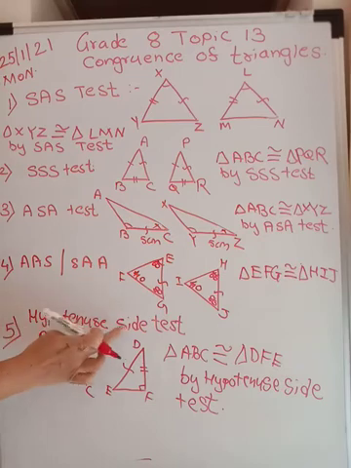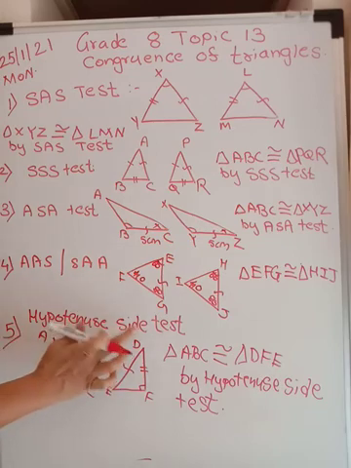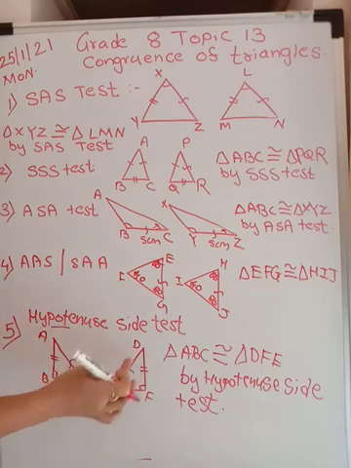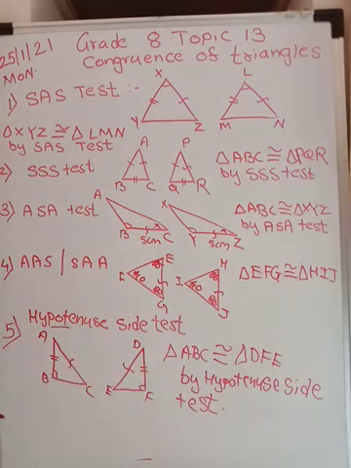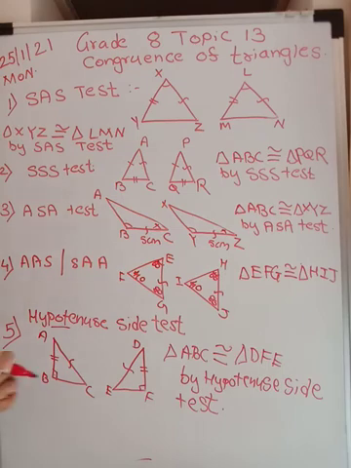Now hypotenuse side test. This goes only when the triangles are right. Okay, it comes only with right angle triangle. Hypotenuse is the side opposite to 90 degrees. Now, if you consider these two right angle triangles, then one hypotenuse and one side. So when hypotenuse and side of a right angle triangle is correspondingly equal to hypotenuse and the side of another right angle triangle, then two triangles are said to be congruent by hypotenuse side test. I hope all the 5 tests are clear.